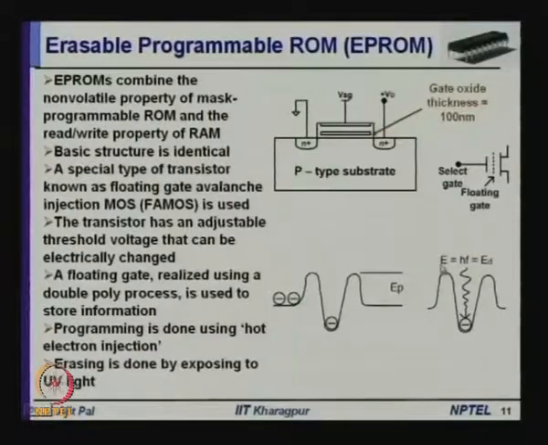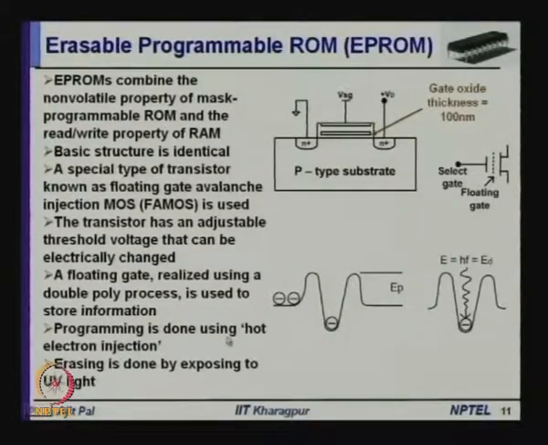And then if you apply the standard gate voltage, this transistor will not turn on, because the threshold voltage is increased whenever electrons are trapped in the floating gate. So, essentially, you are fabricating transistors of two types: one of low threshold voltage, another of high threshold voltage. The high threshold voltage is above the VDD.